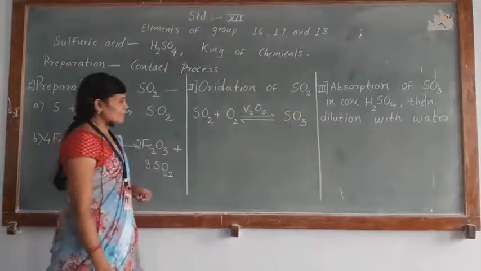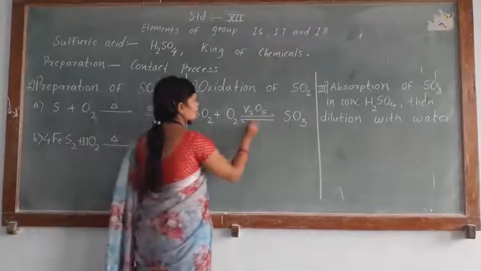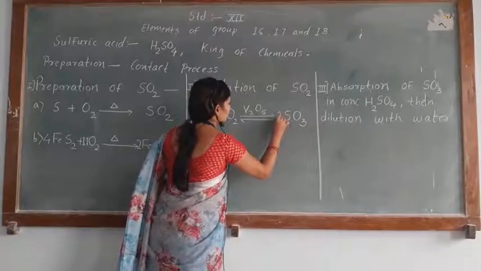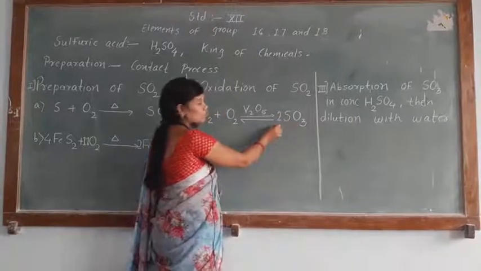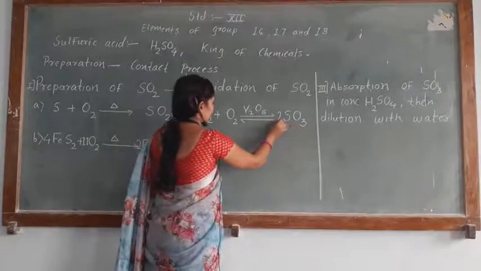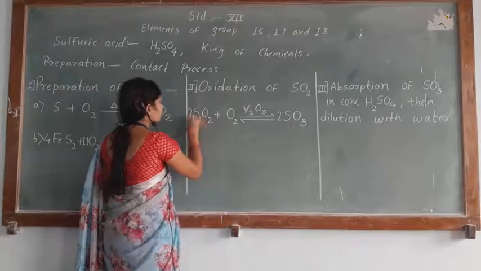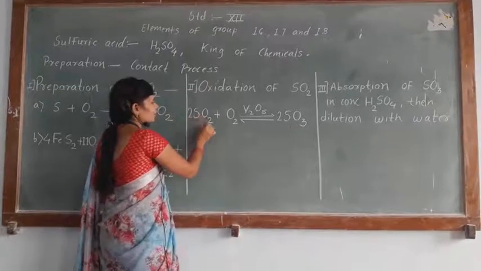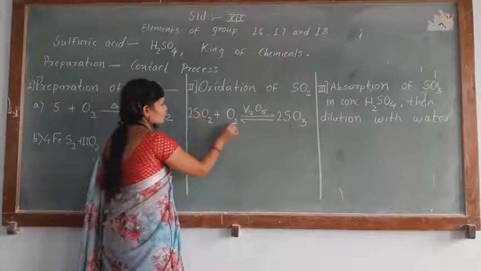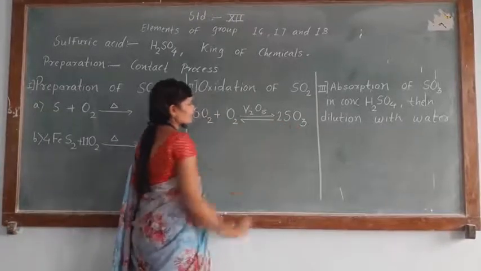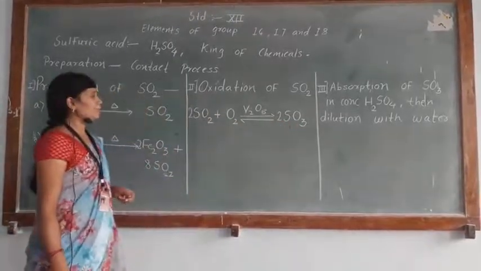First we will balance this reaction. To balance the oxygen atoms on product side, take the coefficient of sulfur trioxide as 2. So here sulfur atoms become 2. To balance sulfur atoms, take here the coefficient of sulfur dioxide as 2. Total oxygen atoms: 2 into 2, 4, plus 2, 6. Here 3 into 2, 6. So the reaction is balanced.